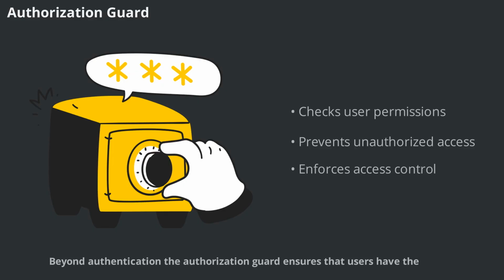Beyond authentication, the authorization guard ensures that users have the necessary permissions to access specific features or data. This is especially important in enterprise or multi-role applications. By implementing authorization checks in your routing pipeline, you can enforce fine-grained access control and prevent unauthorized actions. This layer of security is critical for maintaining trust and compliance in your app.